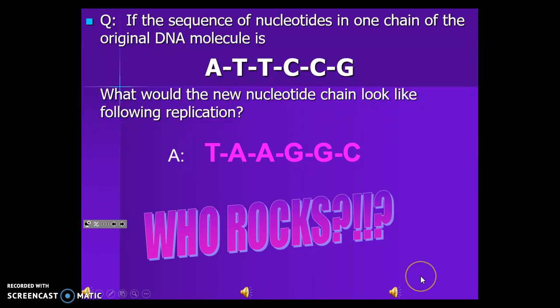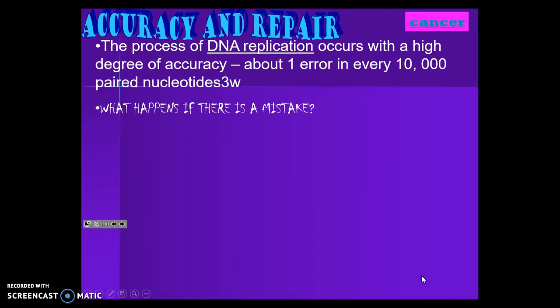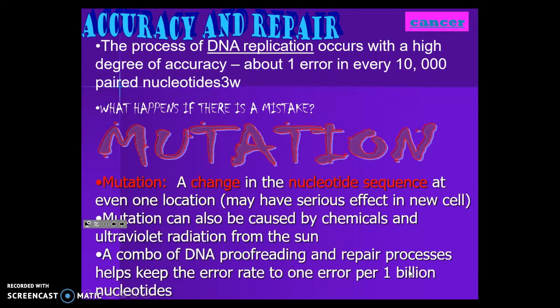However, in the process of replication, mutations actually do occur. Accuracy and repair, as well as proofreading, are essential in this process. And the process of DNA replication has a relatively high degree of accuracy. There's roughly about one error in every 10,000 paired nucleotides. However, if an error does occur, this error is referred to as a mutation. By definition, a mutation is any change in the nucleotide sequence in one or multiple locations along the DNA strand.